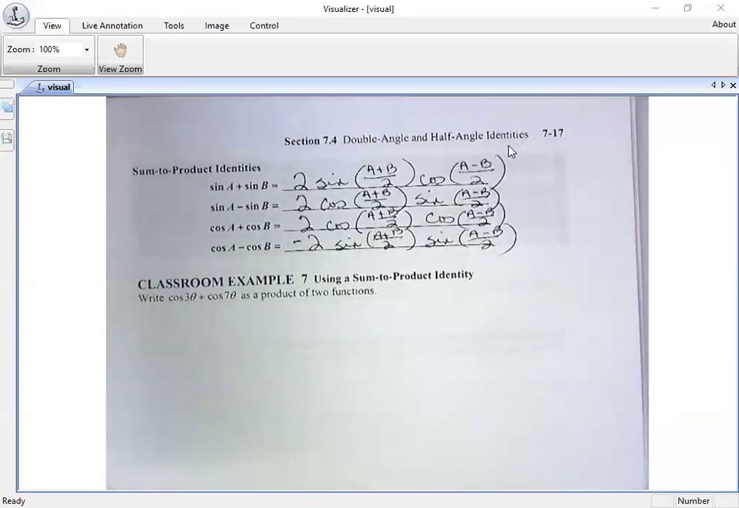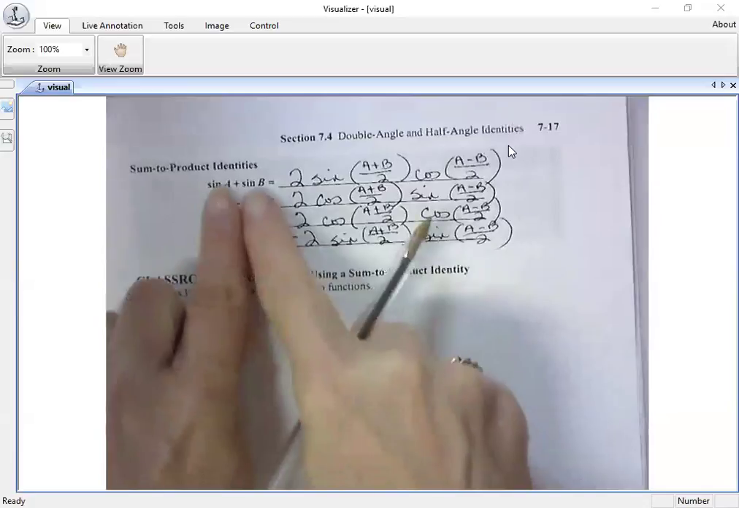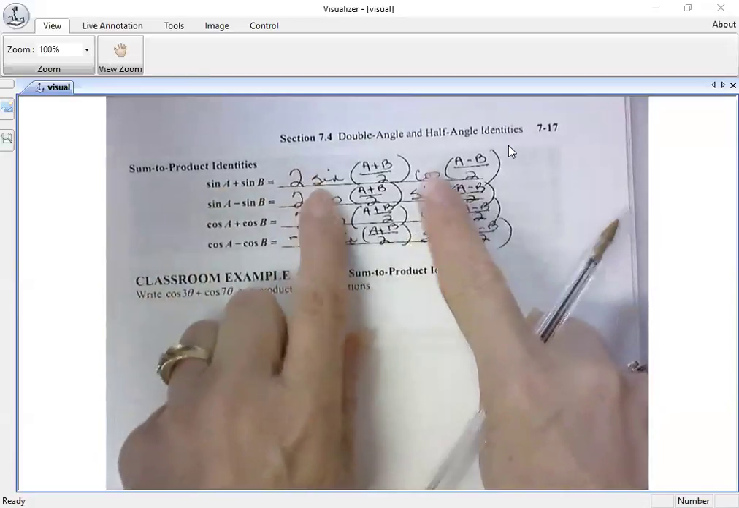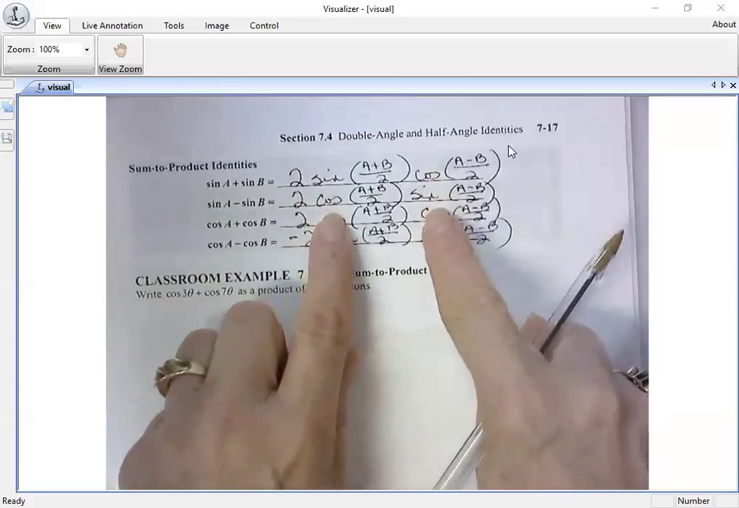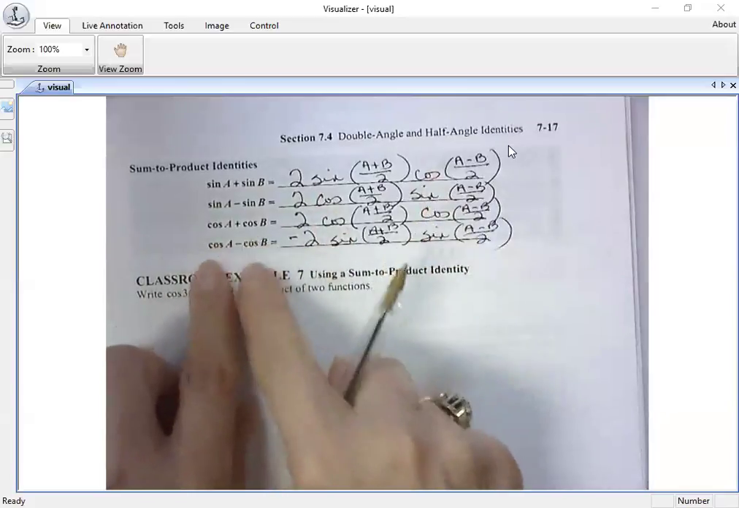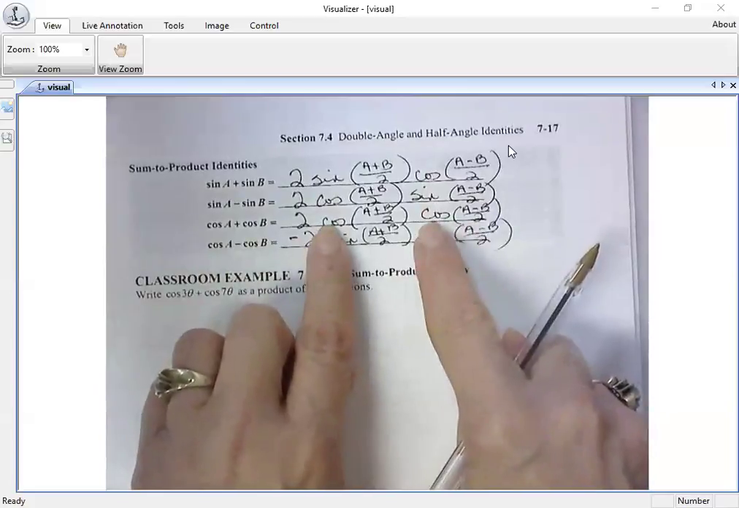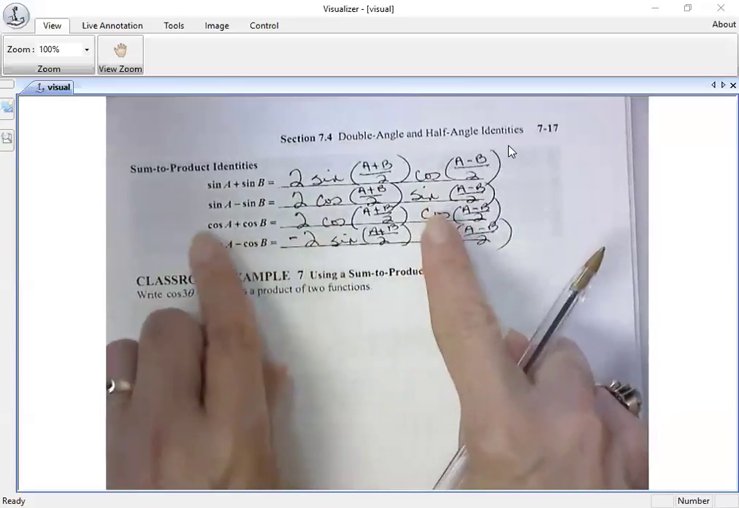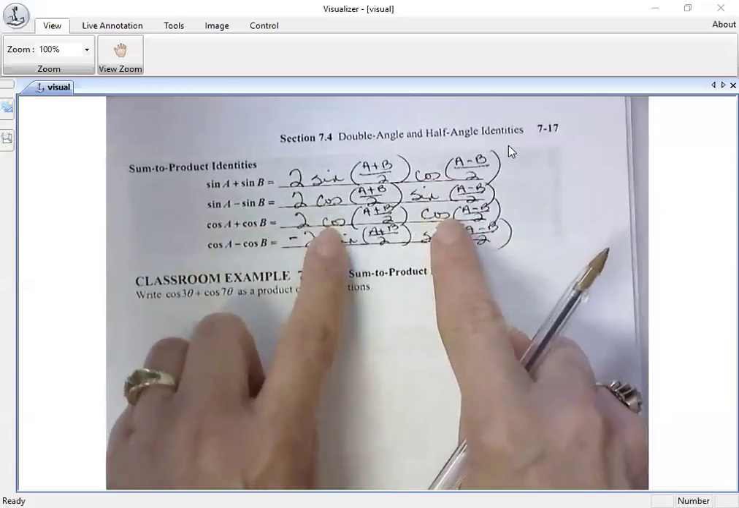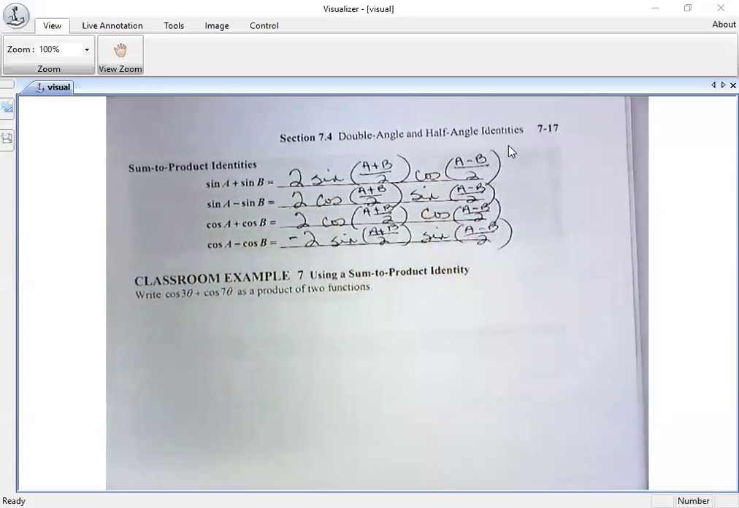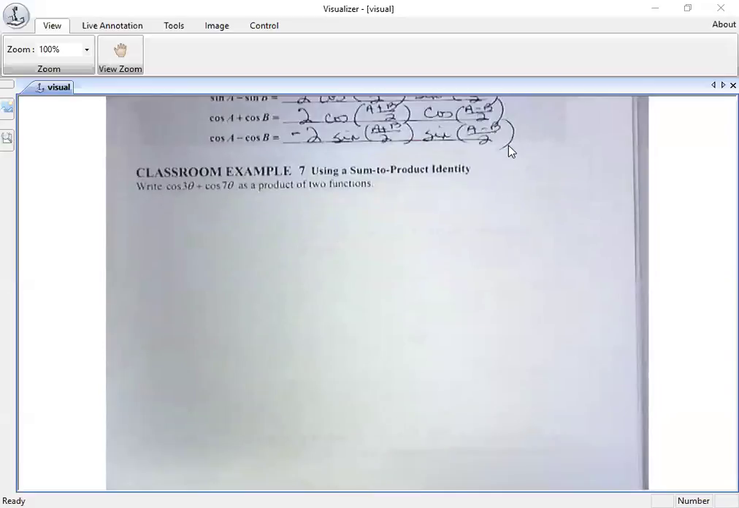So you may notice here, if you're adding or subtracting sines, you do mix and match sine and cosine when you turn them into products. But if you're adding or subtracting cosines, then you're going to use only one of the ratios. Cosine plus cosine will be cosine times cosine. Cosine minus cosine will be sine times sine. All right? And again, you're not having to memorize these. You just need to make sure you can find them on the formula sheet.